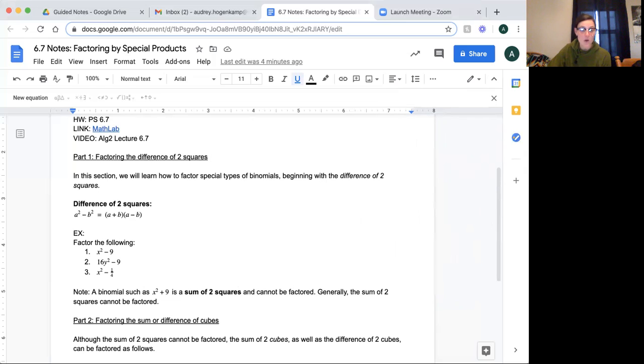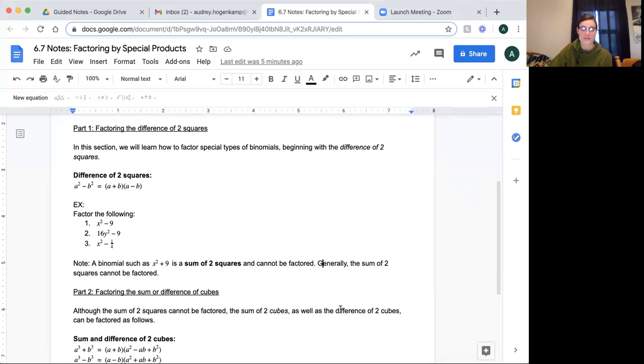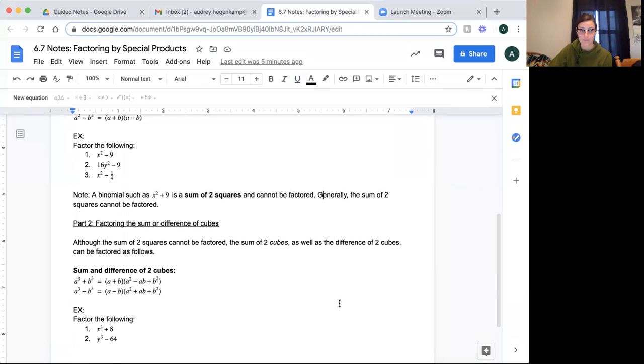Note, a binomial such as x squared plus 9 is the sum of two squares, addition, and cannot be factored because in general, the sum of two squares cannot be factored. But that leads us perfectly into part 2, which is factoring the sum or difference of cubes. Although the sum of two squares cannot be factored, the sum of two cubes, as well as the difference of two cubes, can be factored as follows.